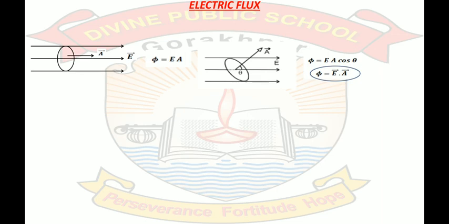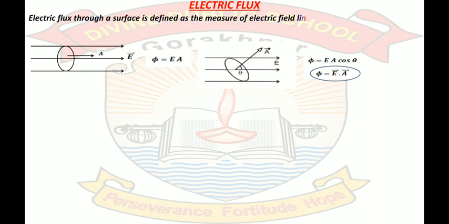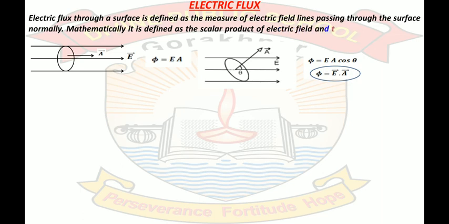So this will be the formula for the electric flux. From here, if we want to make a definition, we say that electric flux through a surface is defined as the measure of electric field lines passing through the surface normally. Mathematically, it is defined as the scalar product of the electric field and the area through which the field is passing.